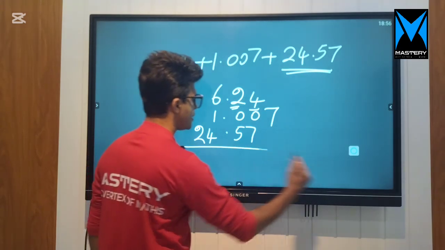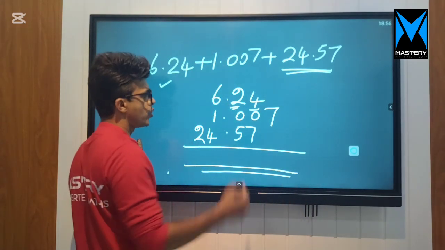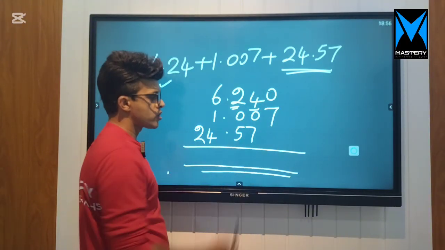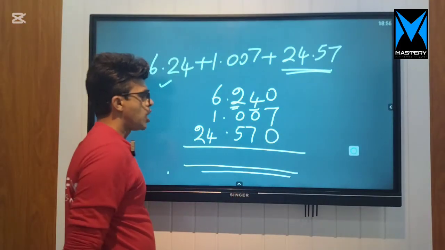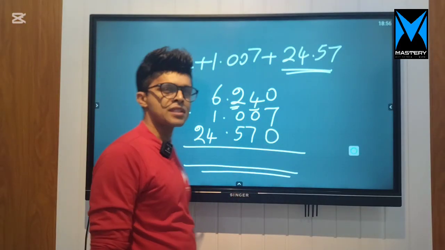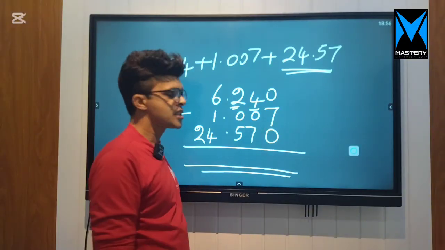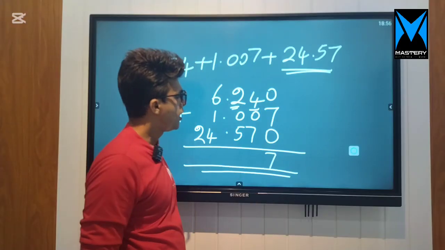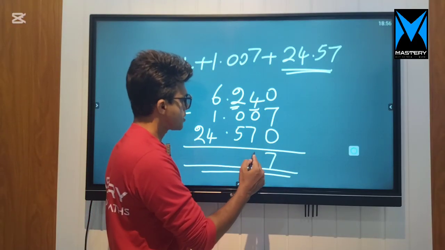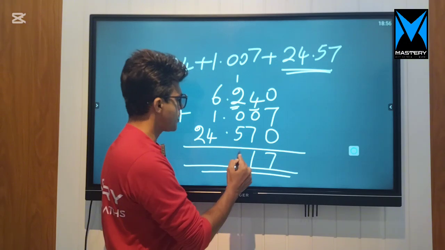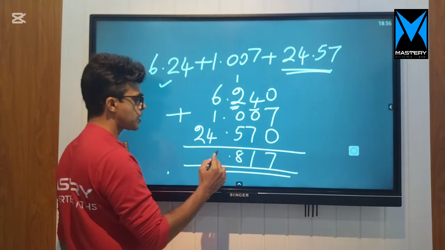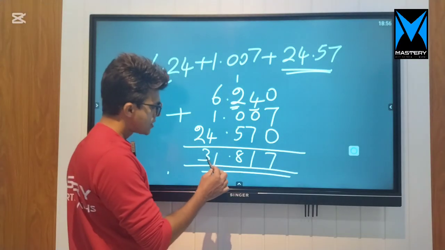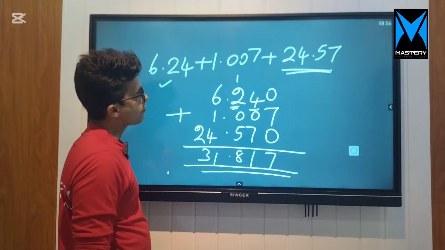So what I'm doing here, you could add these. Here 6.24, you could write 0 here. Then here 1.007, here also it's possible to add 0. No need of adding zeros every time, but when you add zeros, this can be simplified easily. 0 plus 7 is 7, 4 plus 0, 4. 4 plus 7, 11. Remained is 1. Then 1 plus 2, 3 plus 5, 8. So here 6 plus 1, 7 plus 4, 11. Remained is 1. Then the answer is 31.817. This is read as 31.817.